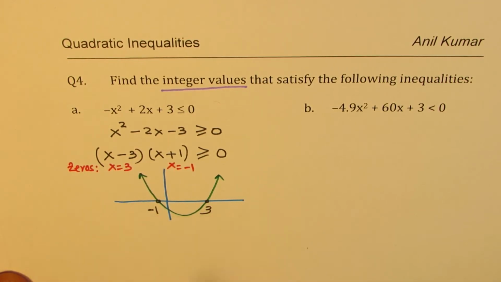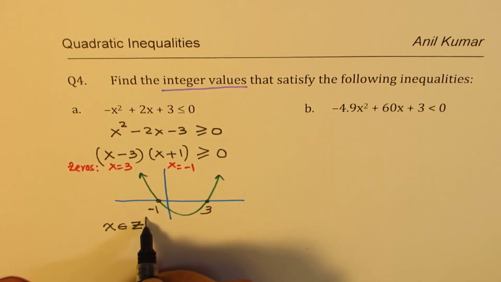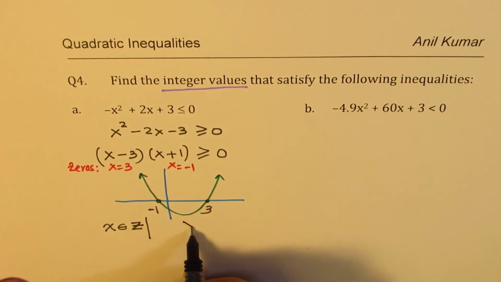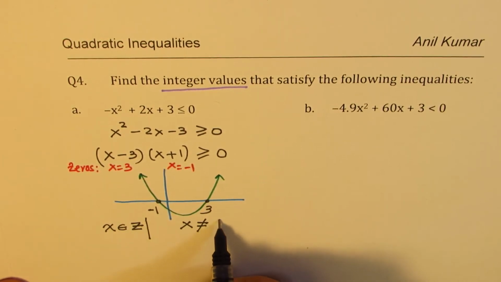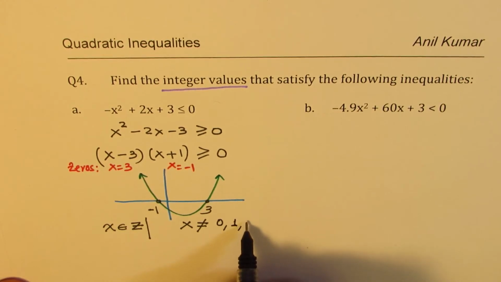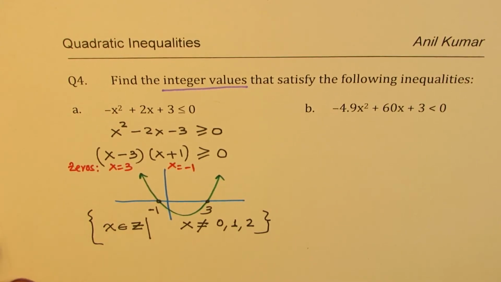Now how could you represent this as your solution? That is sometimes a challenge, right? It is not just numbers in between. So what you could say is that x belongs to integers, where x is not equal to whatever is in between. Does it make sense to you? So it's not equal to 0, not equal to 1, and not equal to 2. That becomes the solution for the given question.